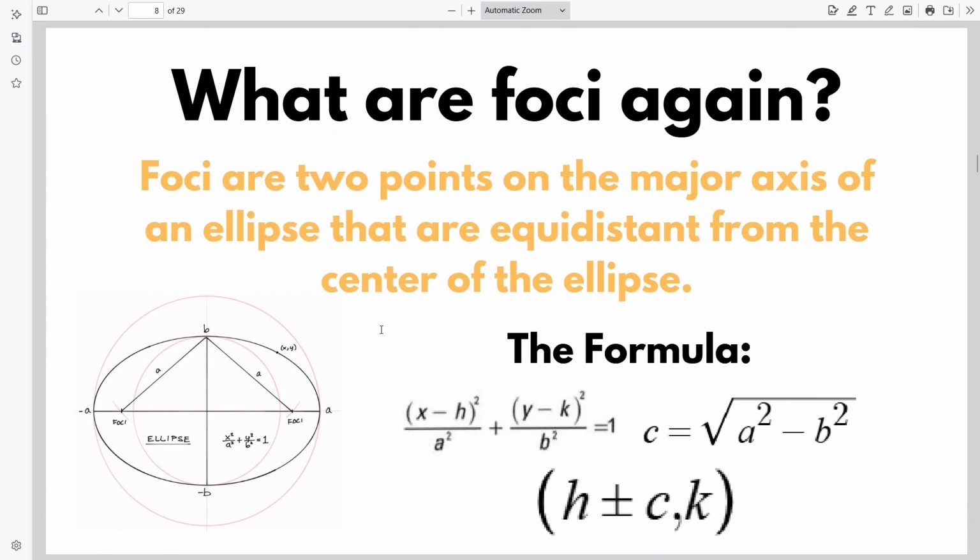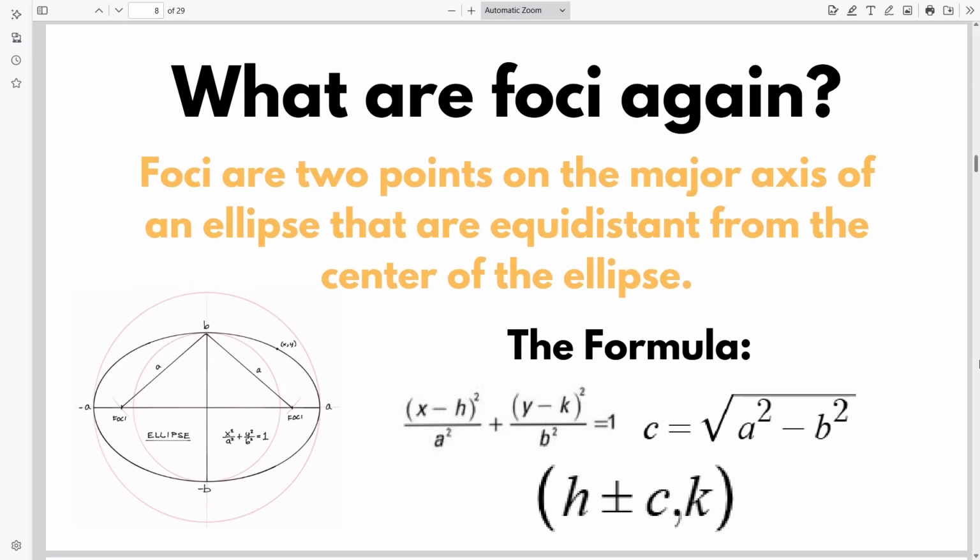Okay. So what are foci? There are 2 points on the major axis of an ellipse that are equidistant from the center of the ellipse. The major axis is just referring to the big diameter, and the minor axis is just the small diameter.